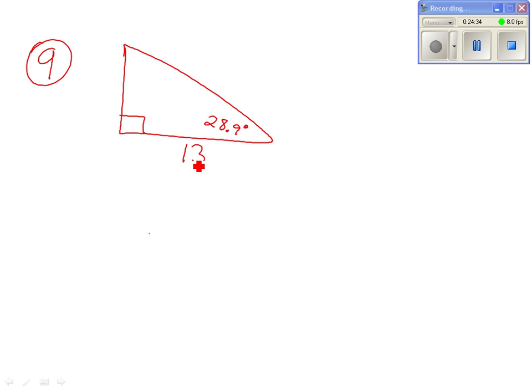What's the easiest part to find first? The last angle. So how would we go about finding that last angle? 90 minus 28.9. So somebody help me out on their calculator. 61.1. So we'll write that in there. So that's one of our answers, 61.1 degrees.